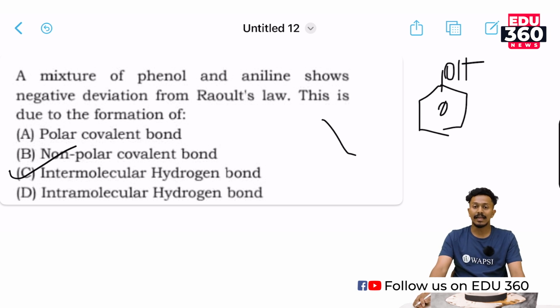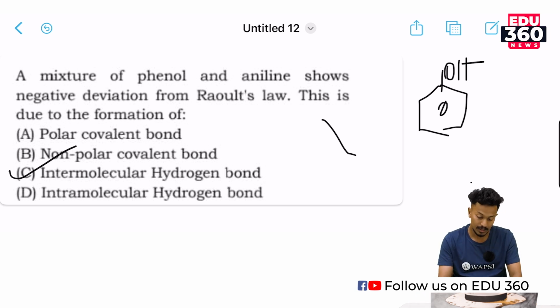So the AA interactions are much higher than the AB interactions, so that it gives a negative deviation from Raoult's law. So the correct option for this question would be option number C, intermolecular hydrogen bonding.